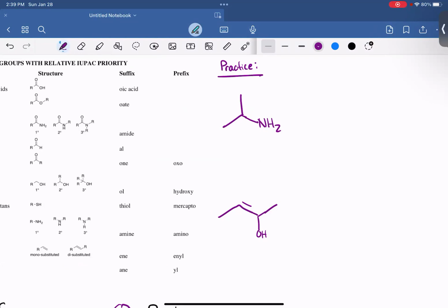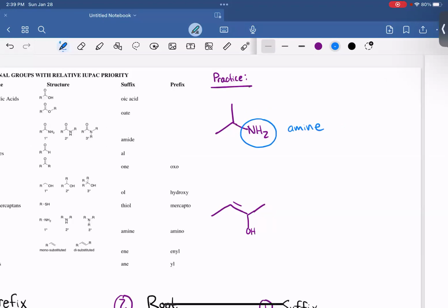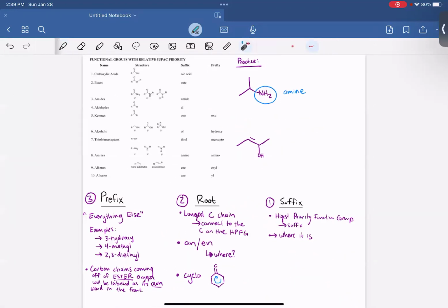Let's begin with this one. We follow the rules that we established in the part 1 video. The first thing we want to do is identify our highest priority functional group. In this case, it is an amine. So we look at our category amine, and under the suffix category, the suffix is going to be amine.